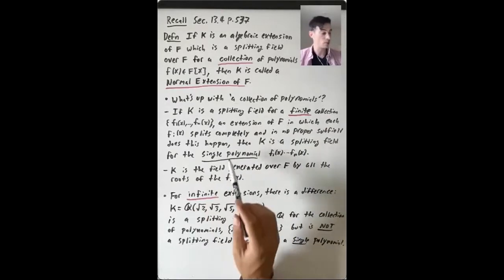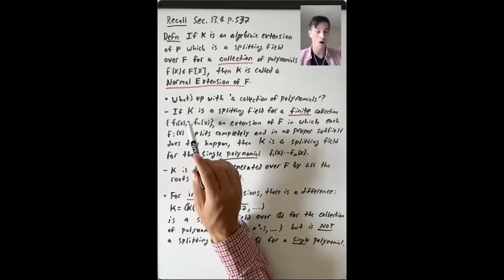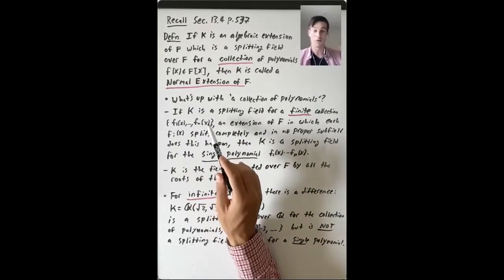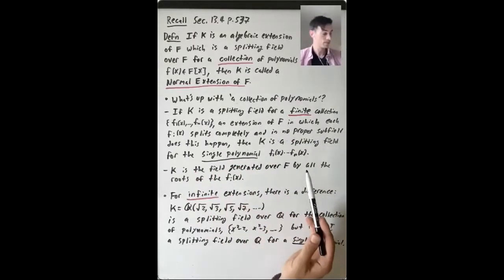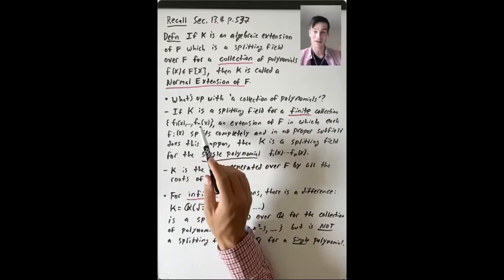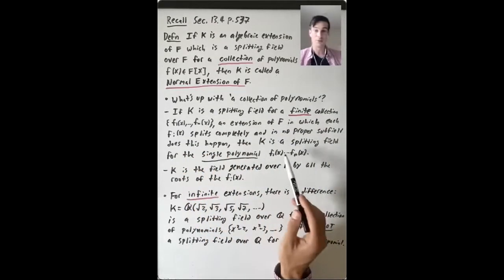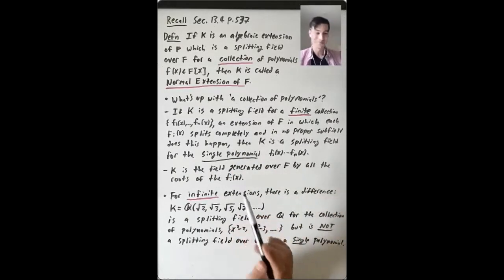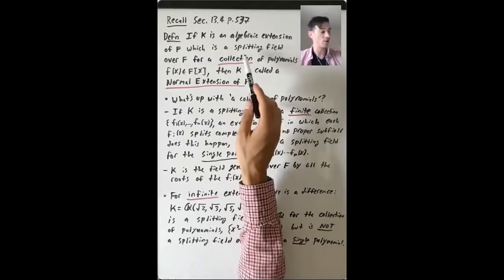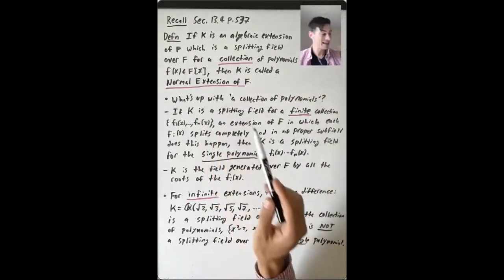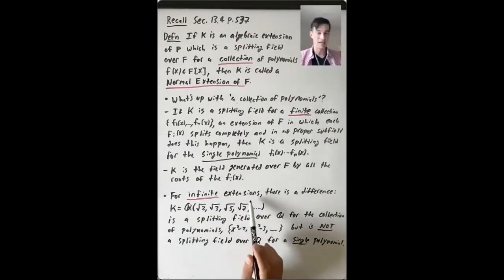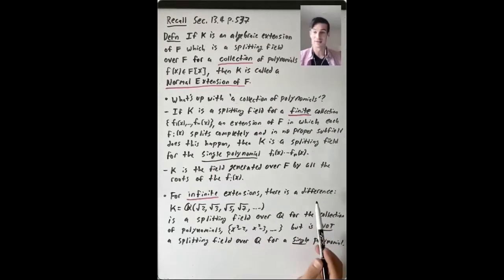One way to think about that is, what is this splitting field? You take all of the roots of each of these polynomials, and you take the field generated over F by all of those roots. But all of the roots together of all of these polynomials are the roots of the product of all of these polynomials as well. So if you have a splitting field over F for a finite collection of polynomials, it is the splitting field over F for one polynomial. But for infinite extensions, there really is a difference.